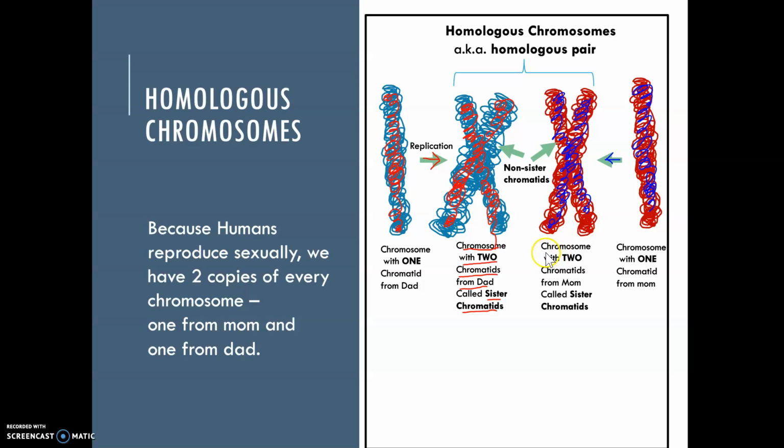And I'll have you write that underneath. Here's a chromosome with 2 chromatids from mom. And again, those are called sister chromatids. Okay, so why did I have us redo these chromosomes? Because now we have a new term that means something really important about these. So remember how I had said that these are the same information but two different versions. So I had given the example of blood type.